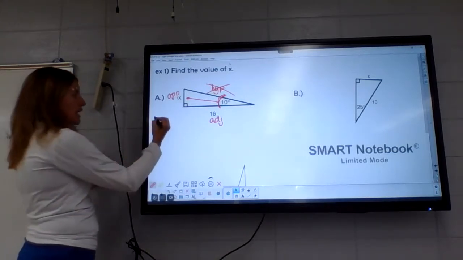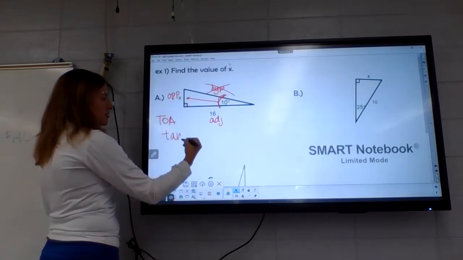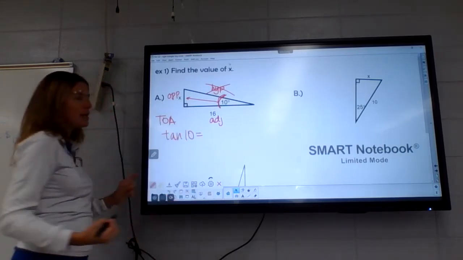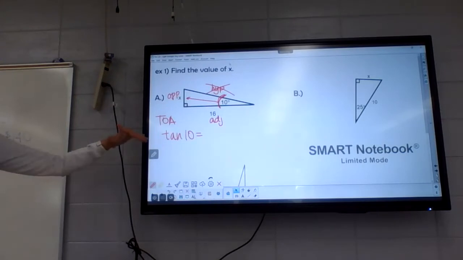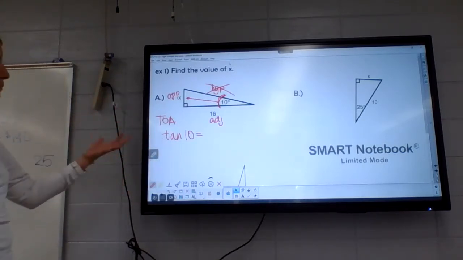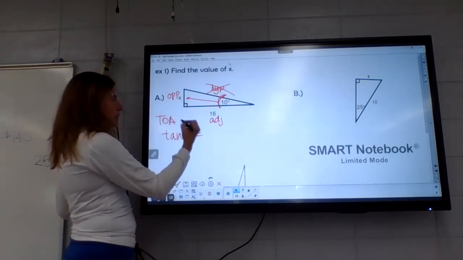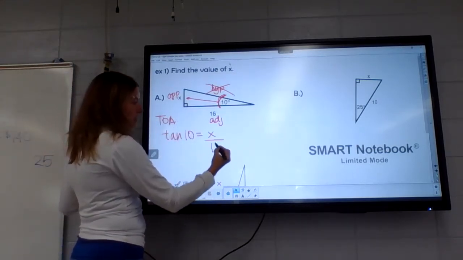So we're going to use tangent, so TOA. So tangent of 10 degrees. And again, we're using degrees, so that's why we're in degree mode. If we were using radians, we'd be in radian mode, but we're not. So tangent of 10 degrees is opposite over adjacent, so x over 16.